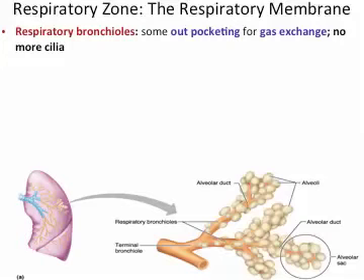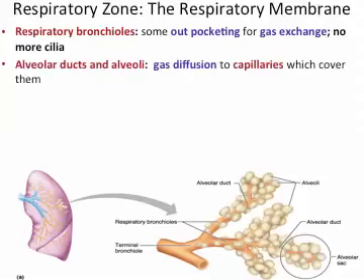So this first bullet tells you that in the respiratory bronchioles, you get some outpocketing of alveoli for gas exchange. Within the lumen of the respiratory bronchioles, the epithelium is simple squamous, and there's no more cilia. At this level of the respiratory bronchiole, you don't want any mucus or cilia or anything that can interfere with gas exchange. So that's why you don't have cilia and mucus at the level of the respiratory bronchiole.